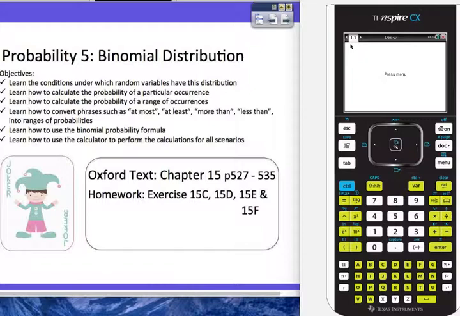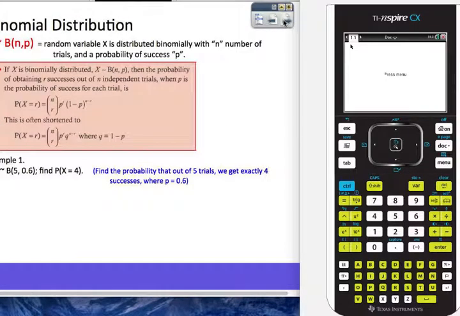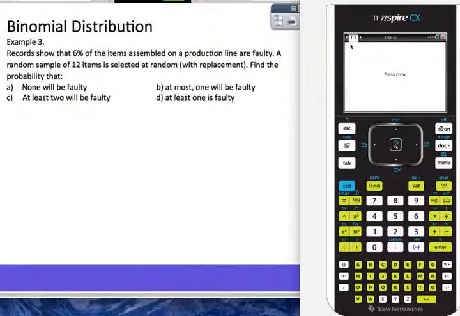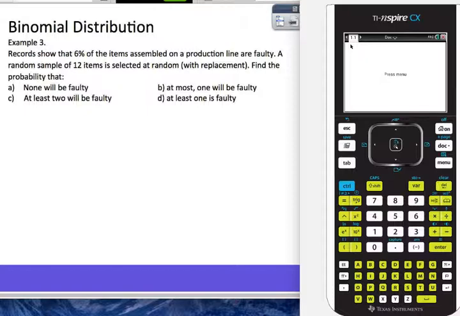All right, so skip ahead to the first problem. As you can see, it says the records show that 6% of the items assembled on a production line are faulty. A random sample of 12 items is selected at random with replacement. That's obviously key as well, because it has to be independent trials. And we're going to find the probability that none will be faulty.